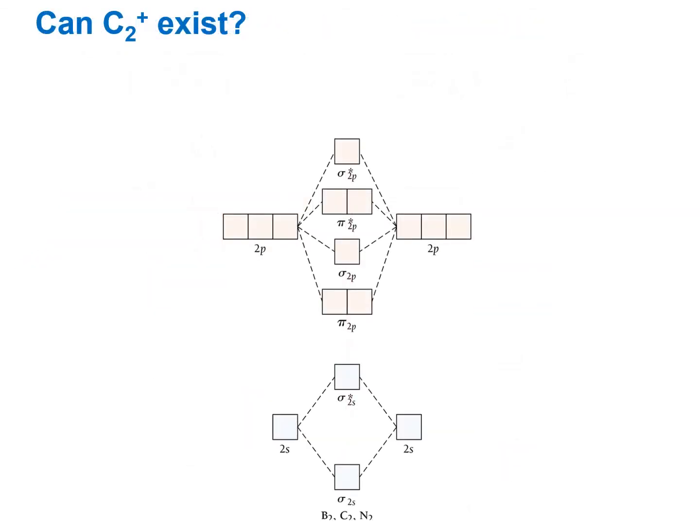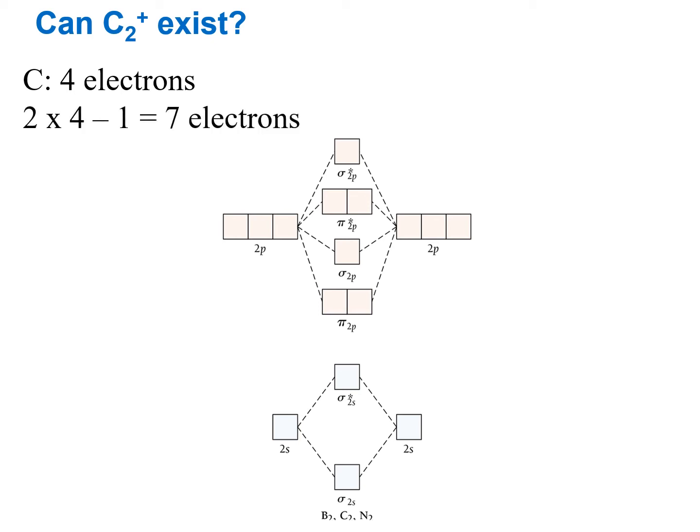All right, so let's work a problem using this chart that has the p orbitals on it. We're posed with the question, can a diatomic carbon with a positive charge exist? Well, let's run the numbers and see. Each carbon is going to bring 4 electrons. We have 2 carbons, so we're going to have 2 times 4. But then we have the influence of that positive charge, which means we have to subtract an electron. So we have a total of 7 electrons that we're going to have to place in our chart.